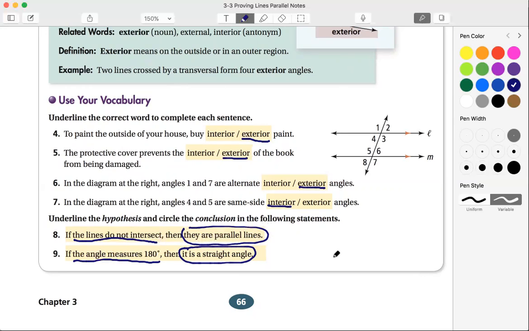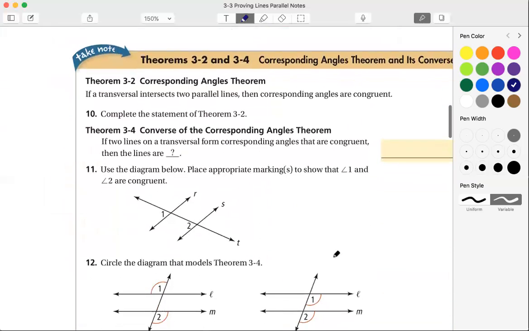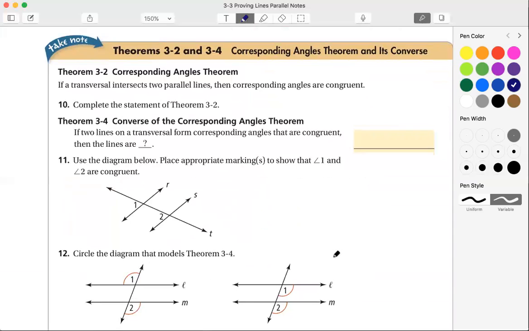Okay. So we're going to add 2 theorems to our notes here. This is the corresponding angles theorem and its converse. Theorem 3-2, which we saw in the previous section: if a transversal intersects 2 parallel lines, then the corresponding angles are congruent. Complete the statement for theorem 3-2. If 2 lines and a transversal form corresponding angles that are congruent, then the lines must be parallel. So this is the converse.